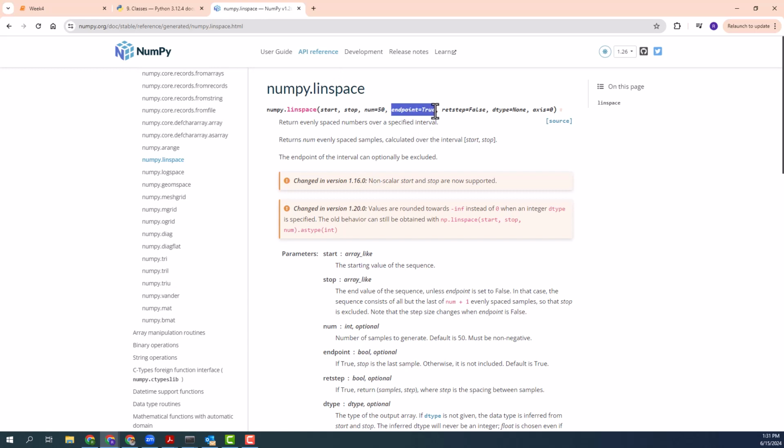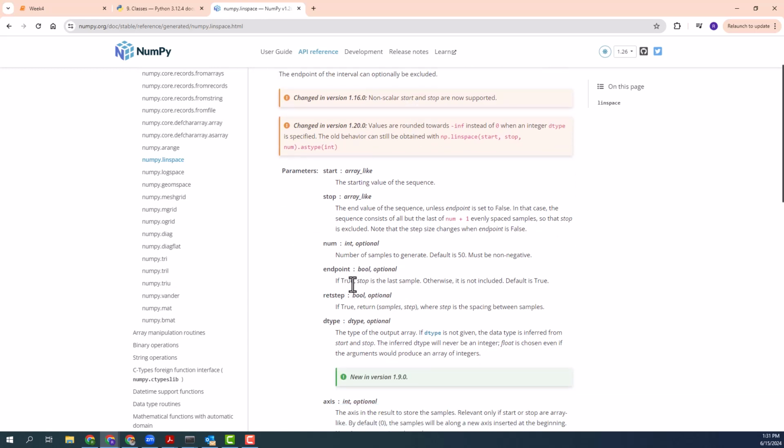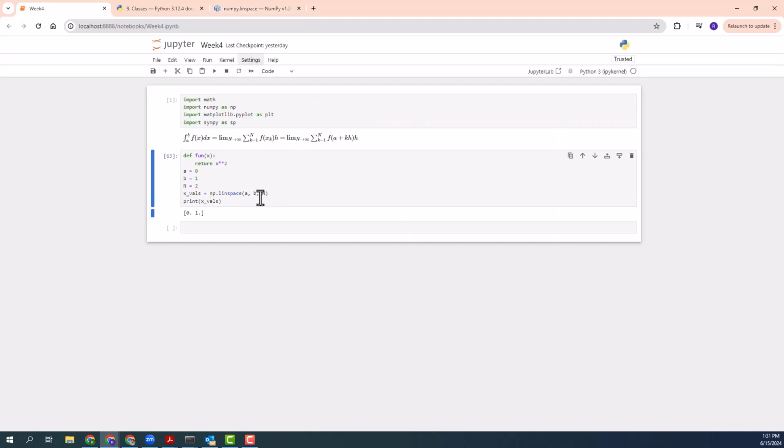This says endpoint equals true. If we come down, if true, stop is the last sample. Otherwise, it is not included. So this is kind of like with arange. When we went from a to b, that last endpoint was never included. If we do it like this and say endpoint equals false, we're going to get something a little closer to what we needed: 0 to 0.5. And if we think about what we should get when we have 3, we would want 0, 1/3, and 2/3, which is exactly what we get here.